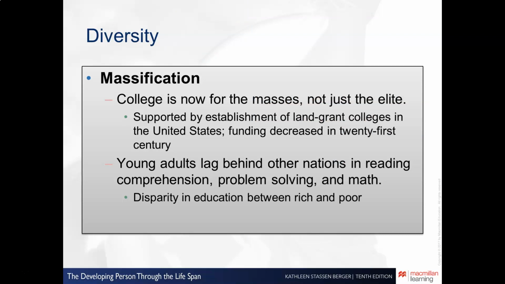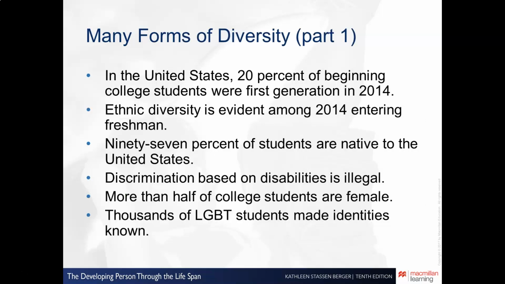Okay, we're still talking about college, but now we're going to look into diversity. Because colleges strive to support more diversity, there's a term called massification, which basically refers to the fact that college is now for the masses, not just the elite. So that's just something to keep in mind. Let's move on. They talk about many forms of diversity, and I would urge you to pause the video here and take a look at these on your own.